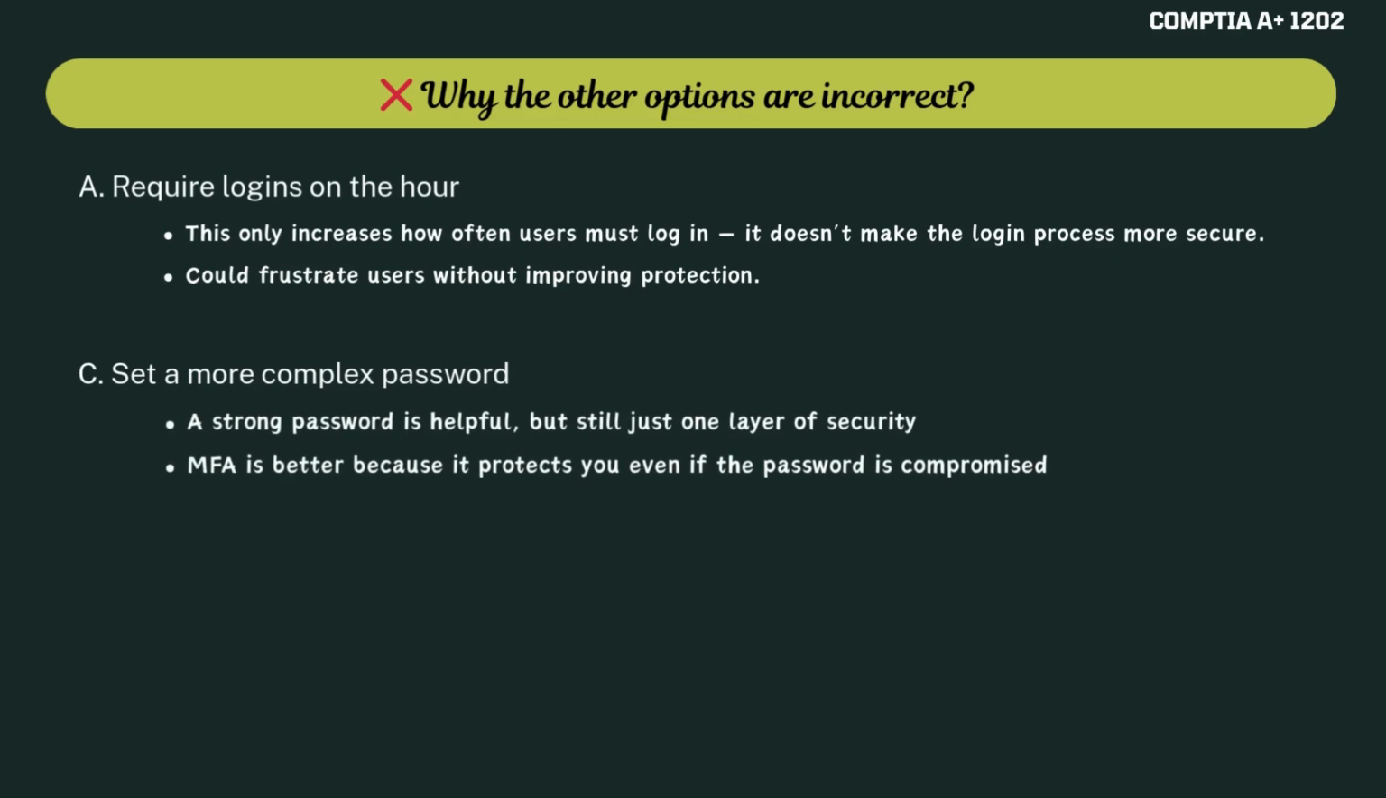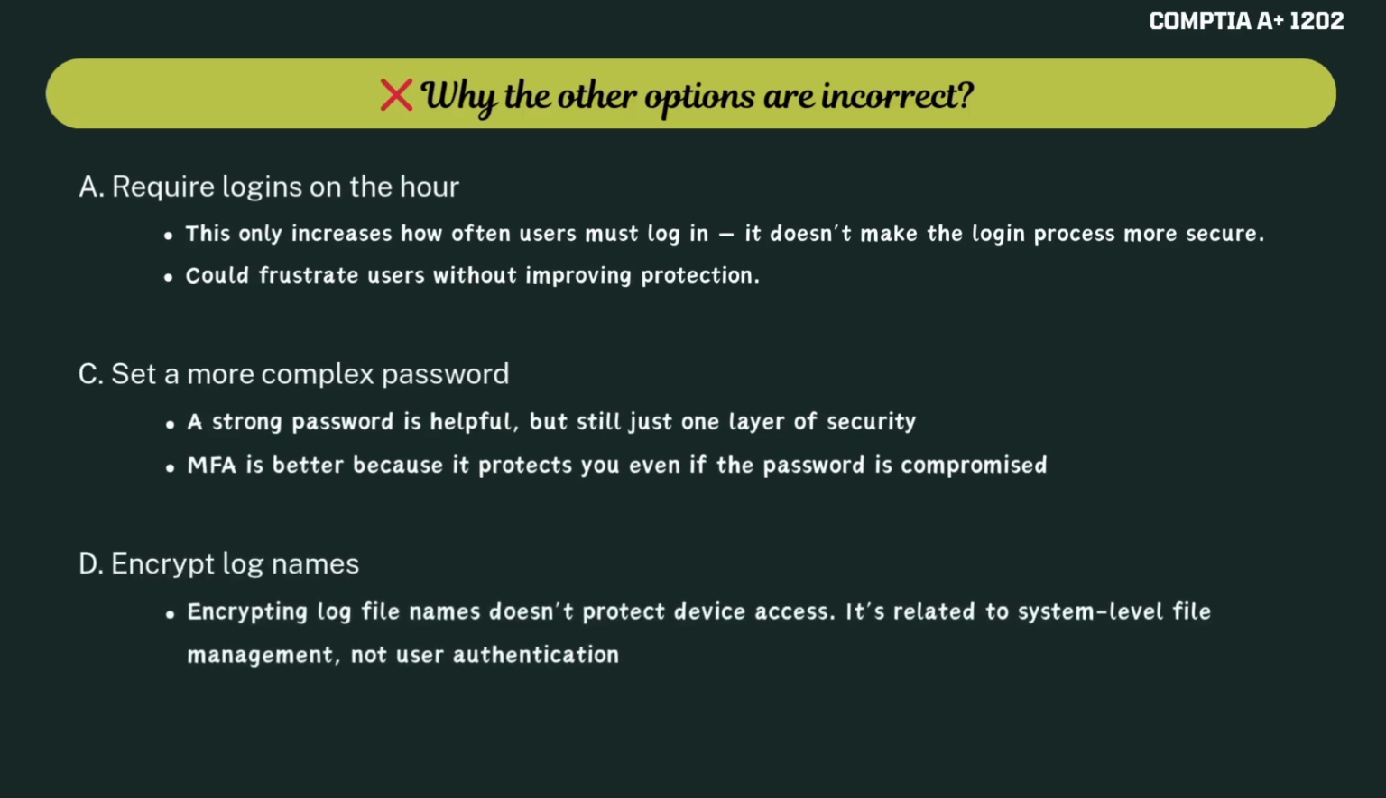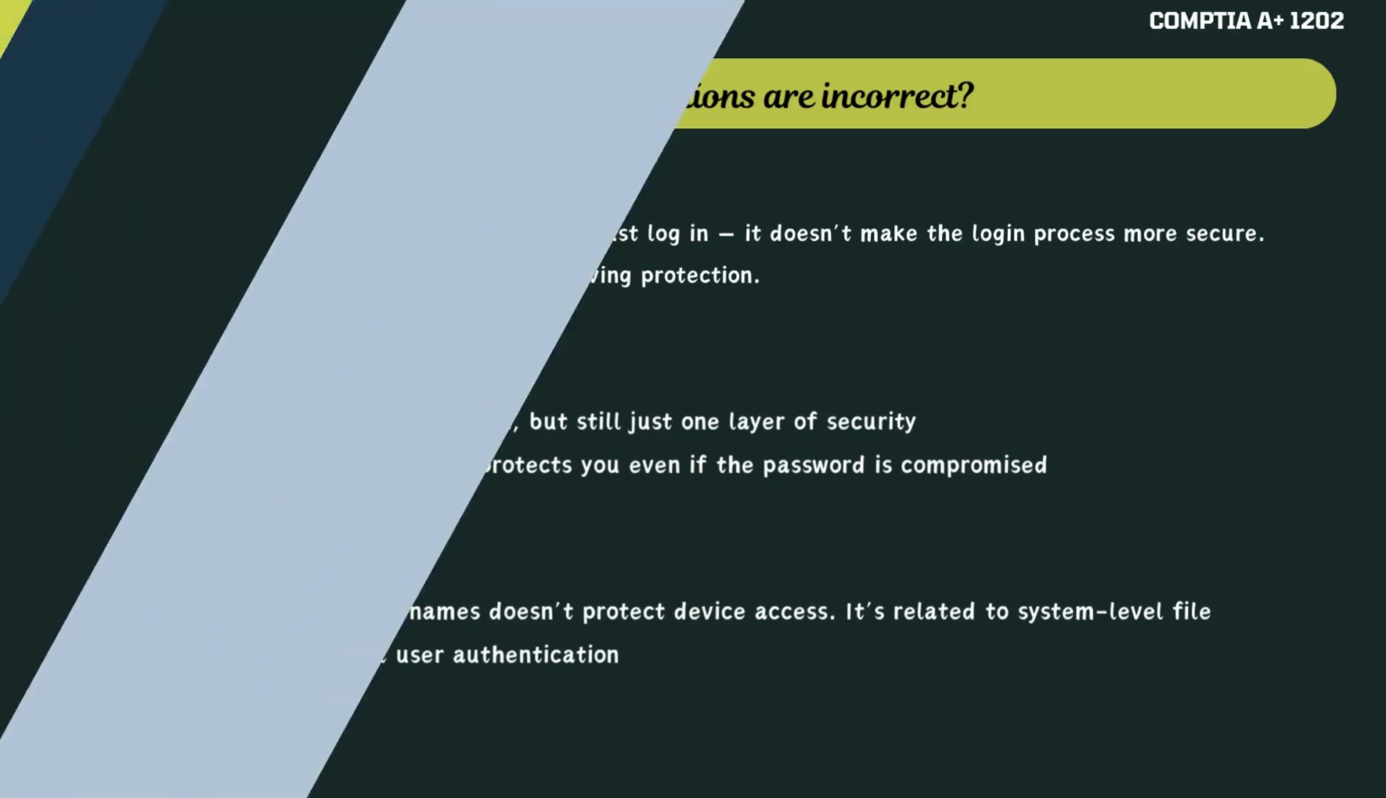C. Set a more complex password. A strong password is helpful, but still just one layer of security. MFA is better because it protects you even if the password is compromised. D. Encrypt log names. Encrypting log file names doesn't protect device access. It's related to system-level file management, not user authentication.